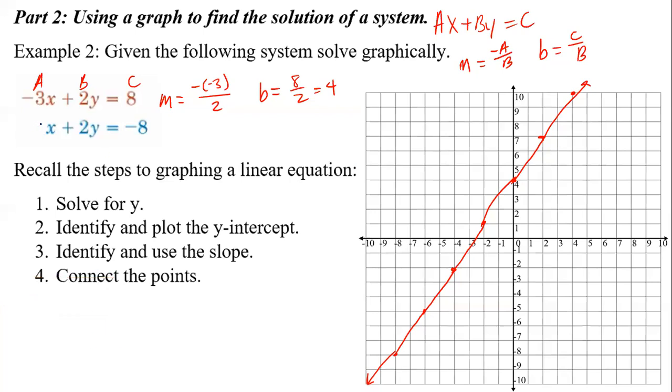Now I'm going to do the next one. This time A is 1, B is 2, C is negative 8. Again, can I solve for y? Yes, because that's a skill you already have. I just want to introduce another skill that you can utilize. So m equals negative 1 divided by 2. B equals negative 8 divided by 2, which equals negative 4. So I start at negative 4. I go down 1, right 2. Down 1, right 2. Down 1, right 2.